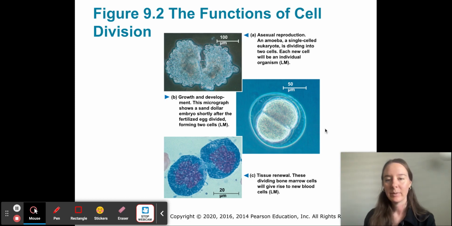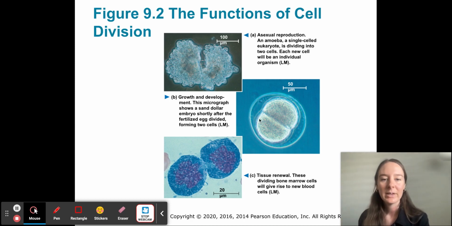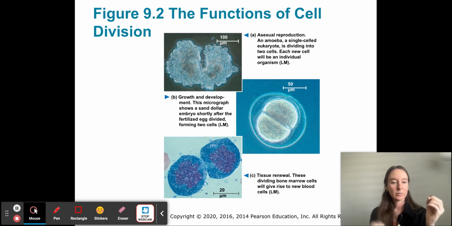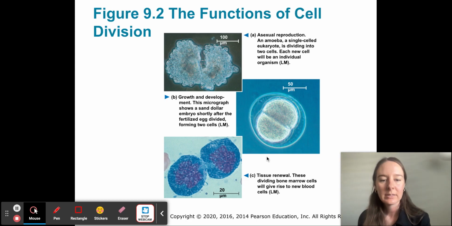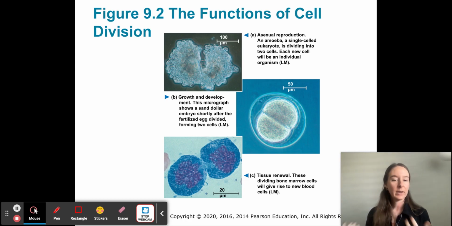The second reason you might need to do cell division is for growth and development. So you started off as one cell, and now you're 36, 37 trillion. How do we get there? Well, the first cell is going to actually divide. So right after sperm and egg combine, that cell will divide, and then those cells will divide, and those cells will divide until you eventually get a multicellular organism.